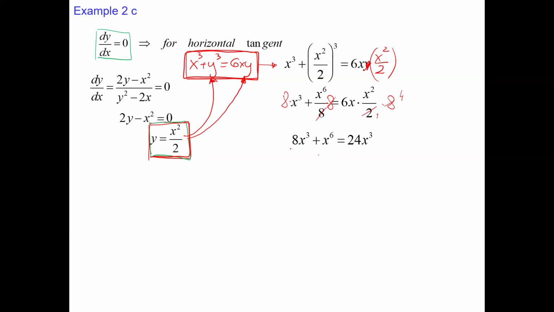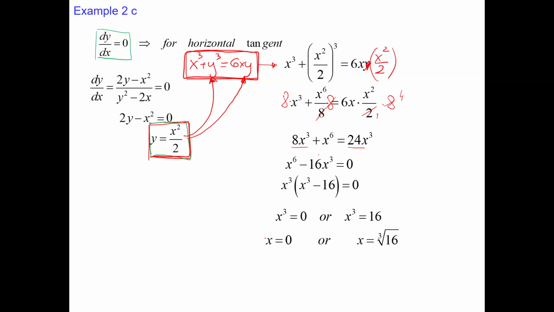Okay, now we have the like terms. I can subtract 24x cubed. It will be negative 16x cubed, x to the power of 6. We can factor out x cubed, the common factor. And now x cubed is 0, or x cubed is equal to 16. The zero solution is theoretically the origin, but we're looking just in the first quadrant, so that's not the point we're looking for.